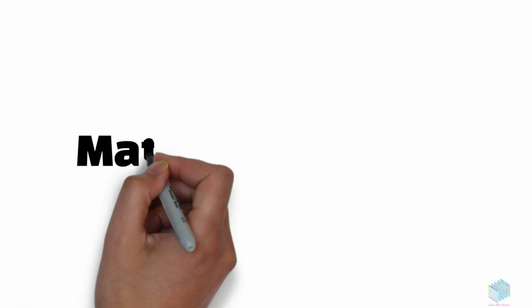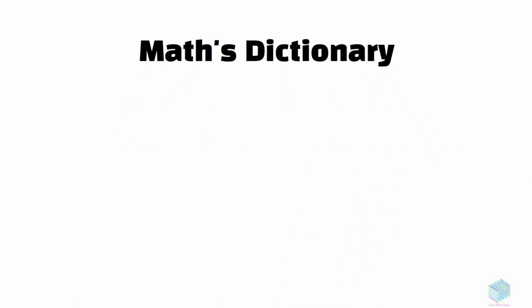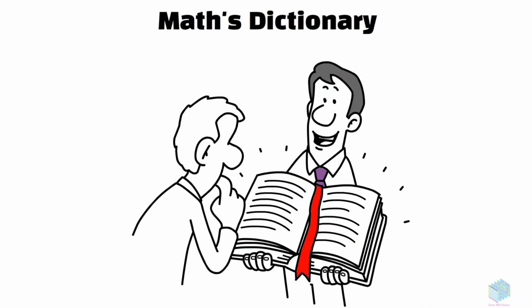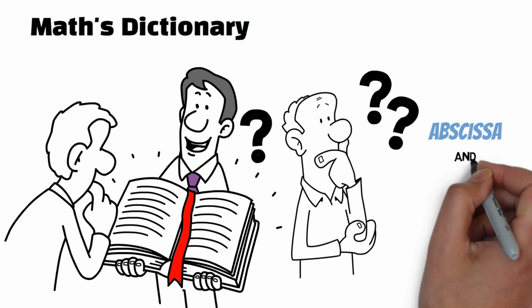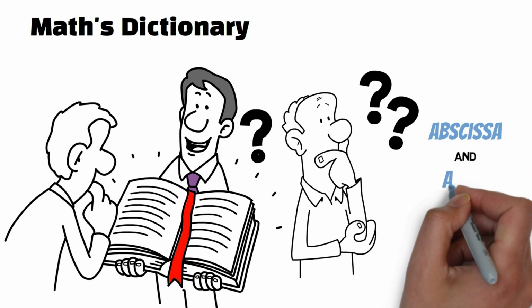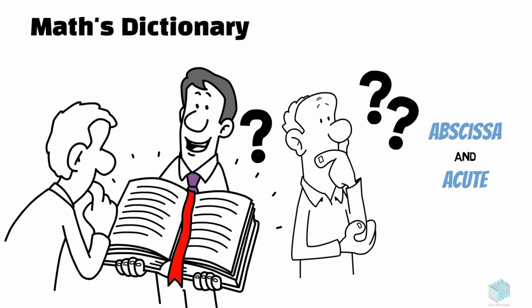Welcome back to our Math Dictionary series. Today, we're going to explore a term that's fundamental to understanding coordinate geometry. Can you guess what it is? Yes, it's abscissa, and the next math term we are going to explore is acute, fundamental to understanding geometry.